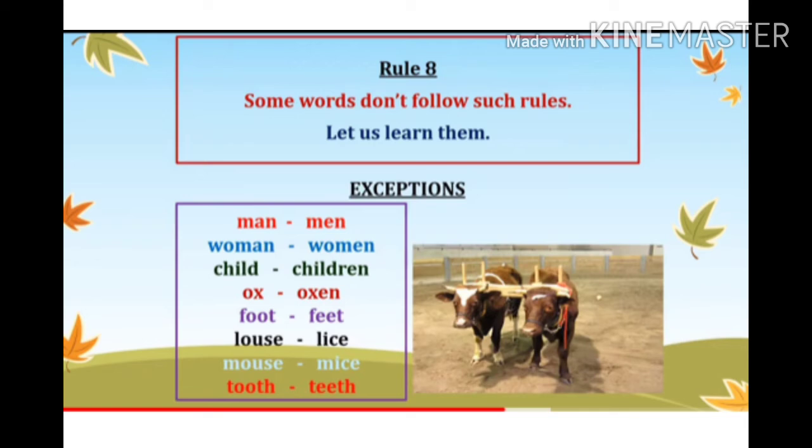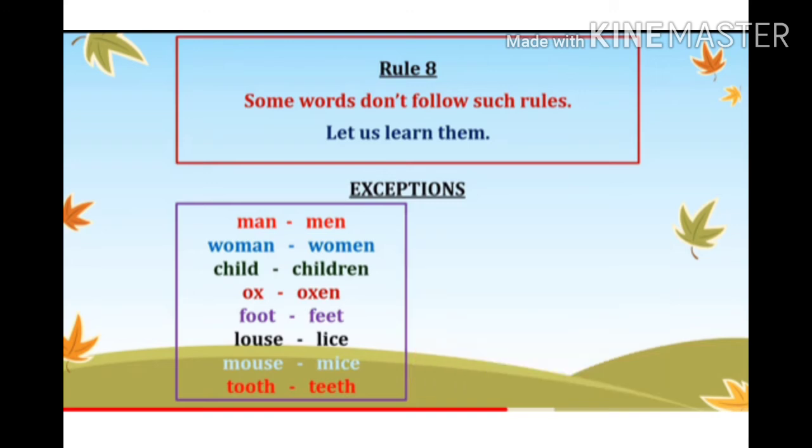One foot is called as foot, and when you make it plural, they become feet. Louse becomes lice. Mouse, mice. One tooth is tooth, and all together they are known as teeth. So look at them. They completely change.